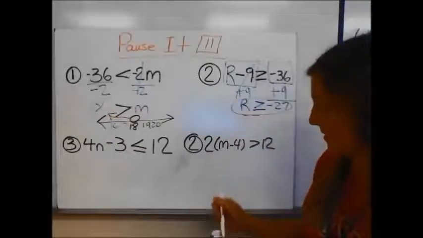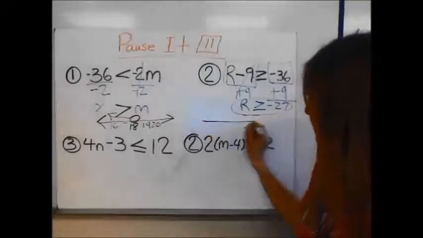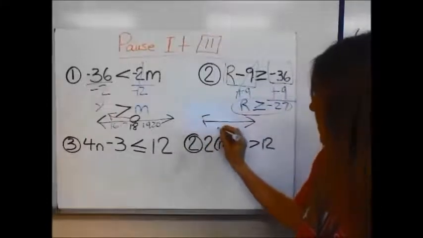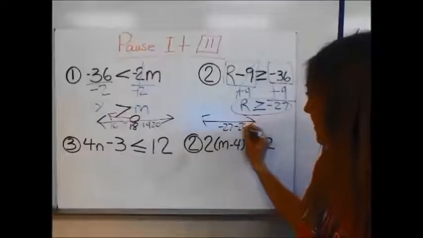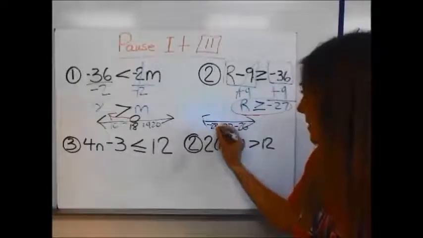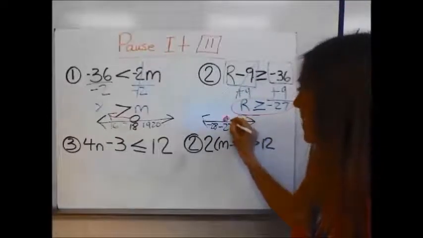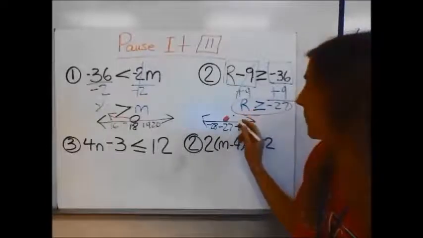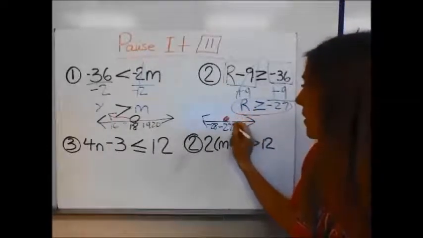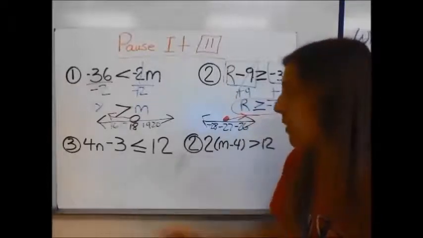And I'm going to graph it. Draw up my number line. Put negative 27, negative 26, negative 28. And I'm going to have a closed circle on negative 27. And since r is greater than or equal to negative 27, I'm going to point to everything greater than negative 27. And greater than always points to the right.